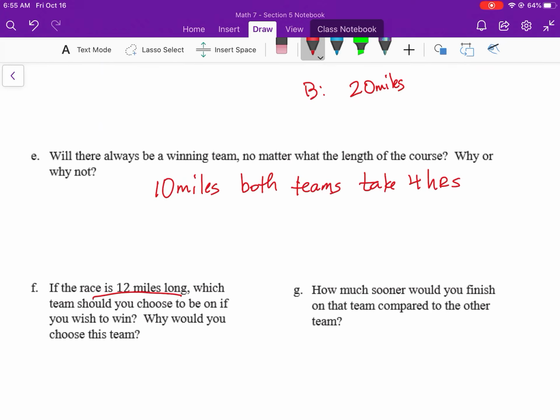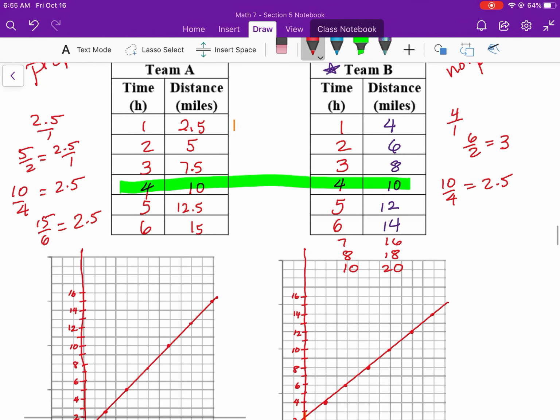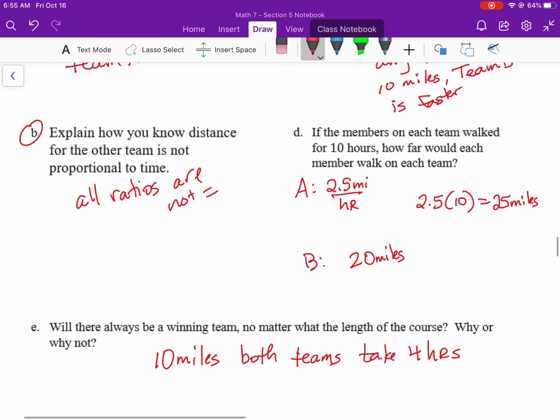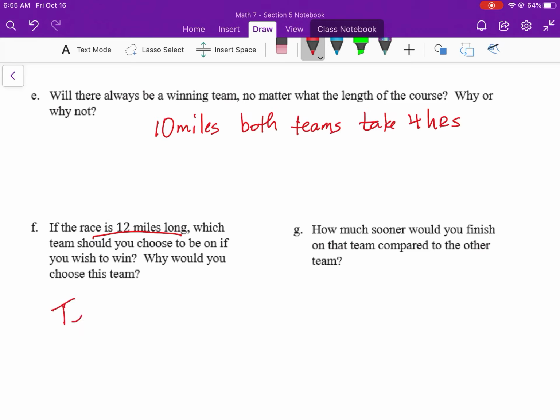If the race is 12 miles long, which team would you choose to be on? Okay, so 12 miles. Notice 12 miles. Team B did it in 5 hours. Team A did it in less than 5 hours, right? Because in 5 hours, they've already gone 12.5. So Team A is the better one for 12 miles. So Team A is faster for 12 miles.